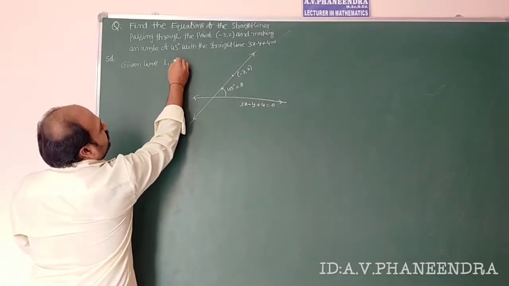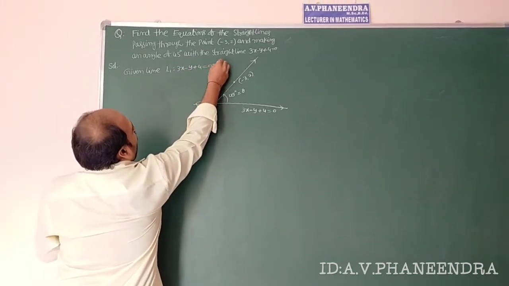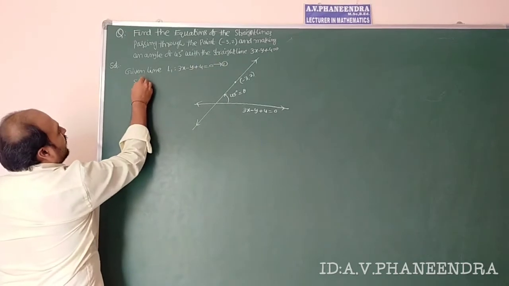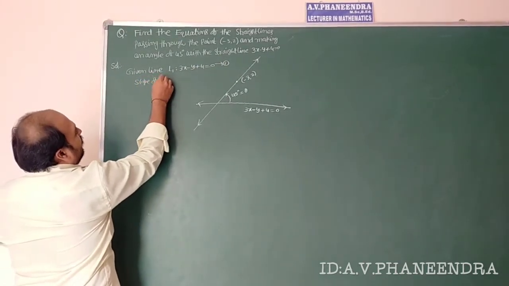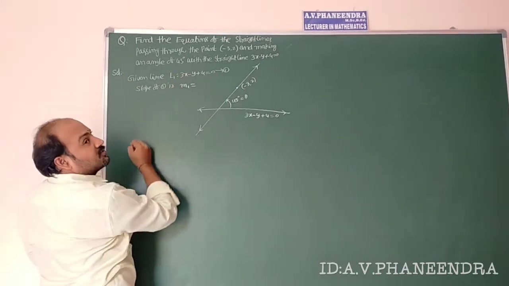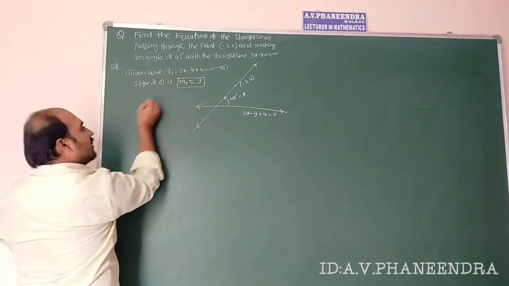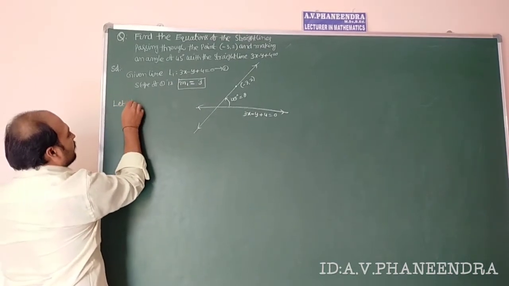For L1, we have to assume 3x minus y plus 4 equal to 0. The slope of L1 equal to 0: for the first line, slope m1 is equal to minus x coefficient by y coefficient, so minus 3 by minus 1. M1 is equal to 3.